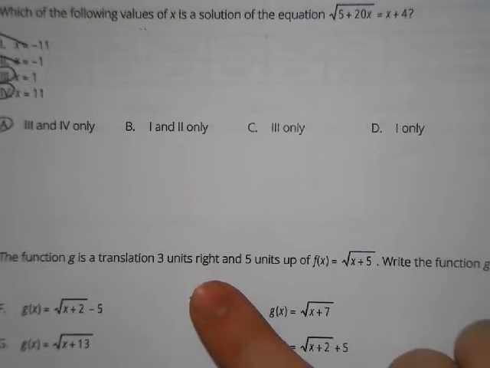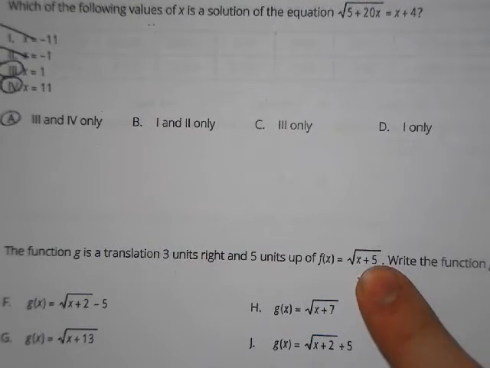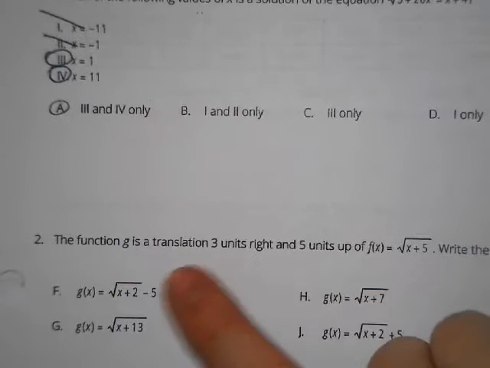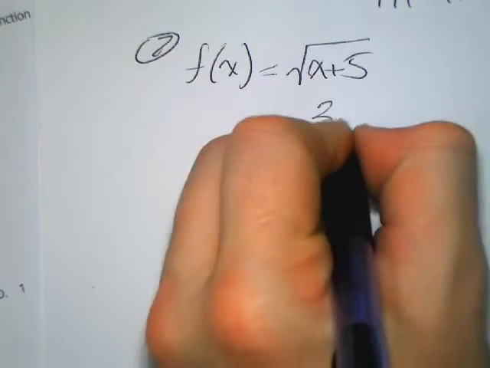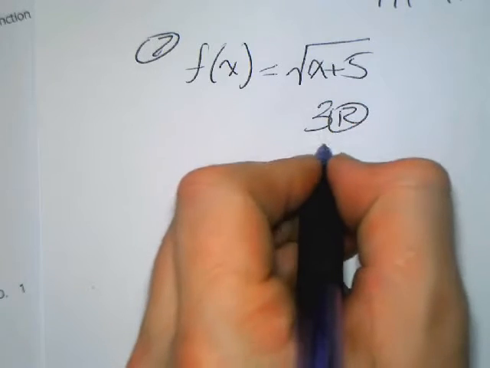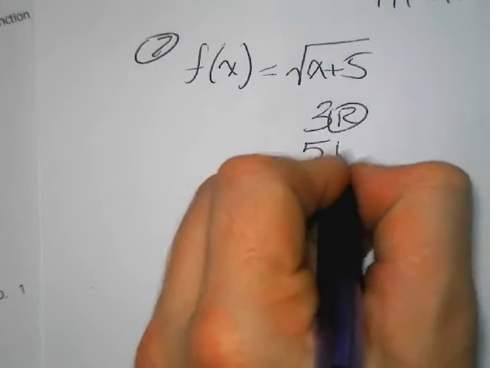Alright, number 2 says the function g is a translation that is 3 units right and 5 units up from this function. So let's start with f of x, and then we're going to shift 3 units right and 5 units up. Alright, so f of x is the square root of x plus 5. And they want us to go 3 units right and then 5 units up.